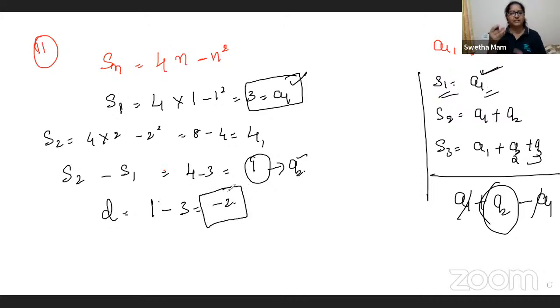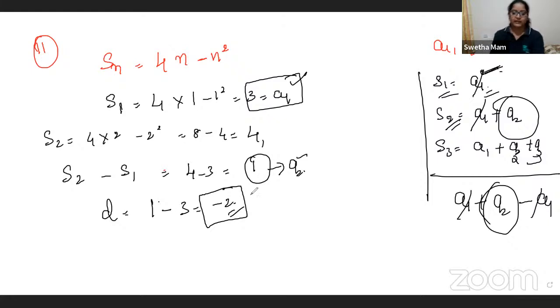See, we are getting all the terms. Understand this, children. S1 is A1. S2 is nothing but the sum of the first and second terms, the first two terms, A1 plus A2. So we are subtracting S1 from S2, and A1 cancels, so that is A2. We get A2. So we have A1 and A2. Find D. D is equal to minus 2.